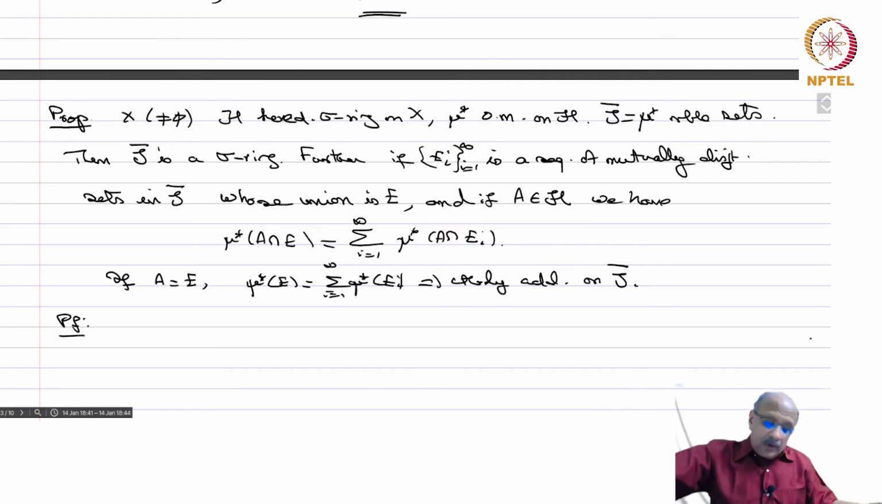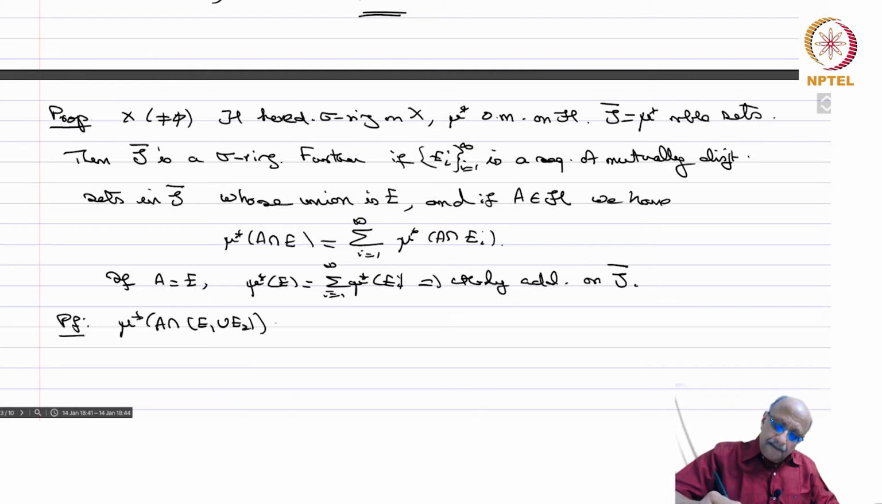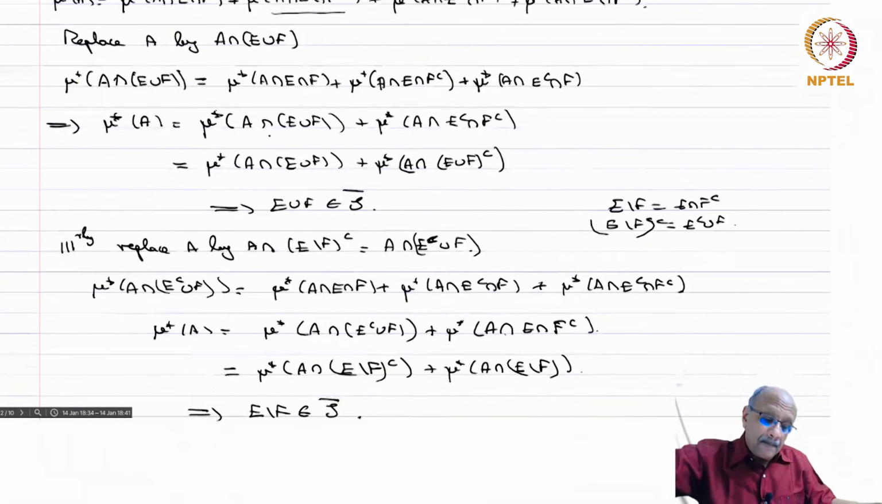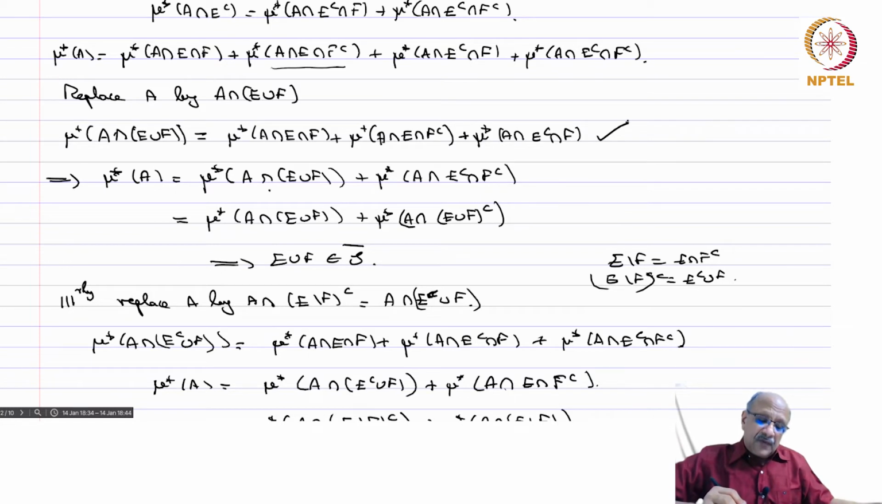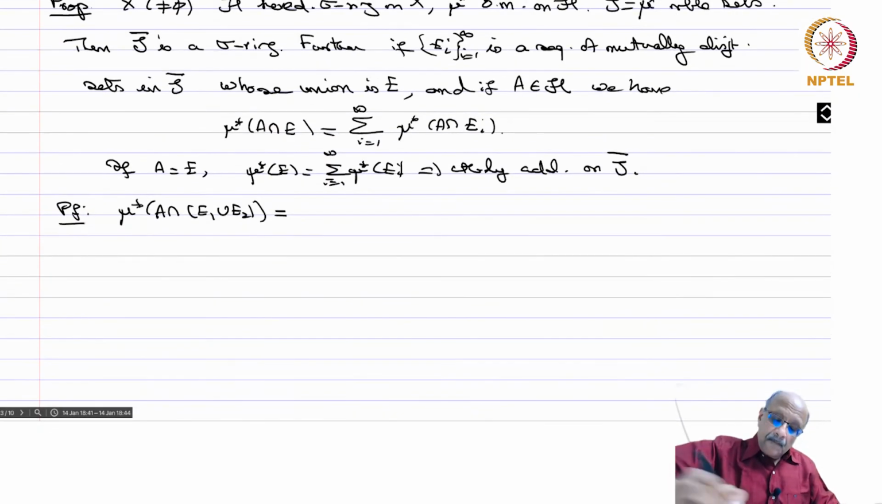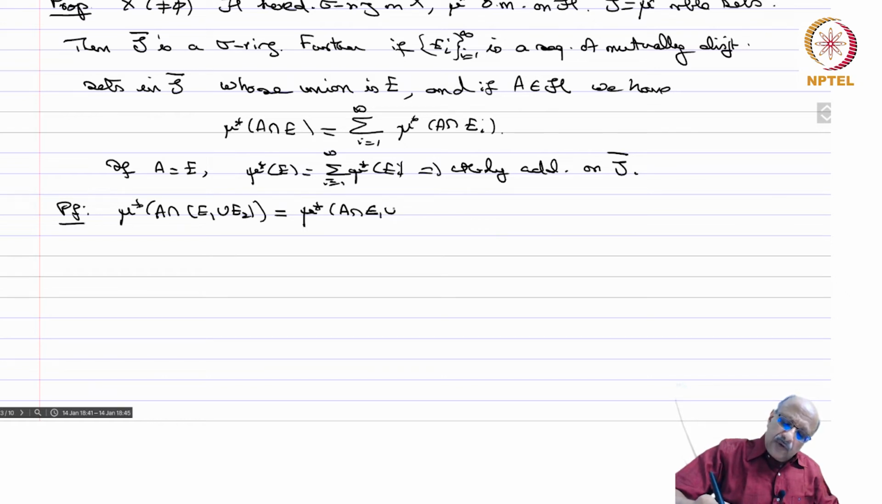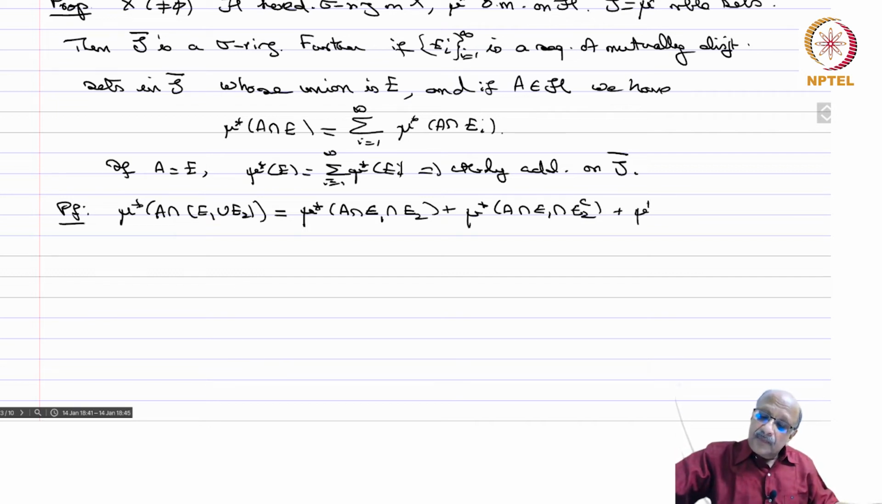So we already saw something about mu star of A intersection E1 union E2. So we use this relationship here. Mu star of A union F is A in E intersection F, E intersection F complement, and mu star of E complement intersection F. Okay. So mu star of A intersection E1 union E2 equals mu star of A intersection E1 intersection E2 plus mu star of A intersection E1 intersection E2 complement plus mu star of A intersection E1 complement intersection E2.